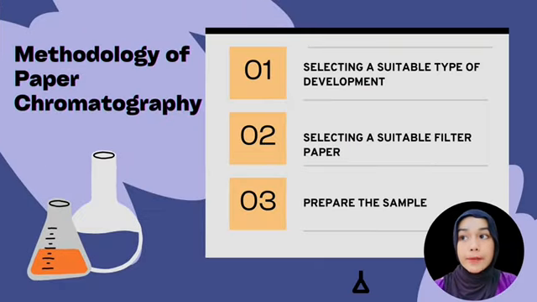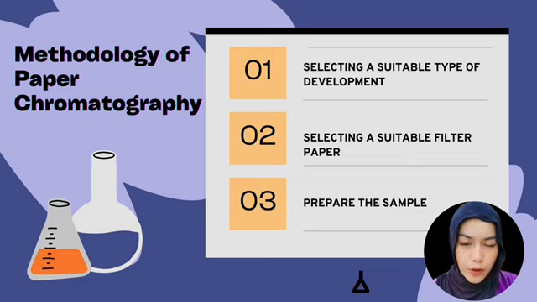I'm going to explain about the methodology of paper chromatography. The first step is selecting a suitable type of development. It is decided based on the complexity of the solvent, paper, mixture, etc. Usually ascending type or radial paper chromatography is used as they are easy to perform. Also, it is easy to handle, the chromatogram is obtained faster and the process is less time consuming.